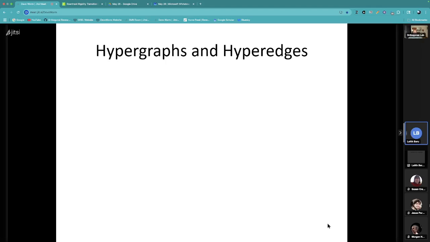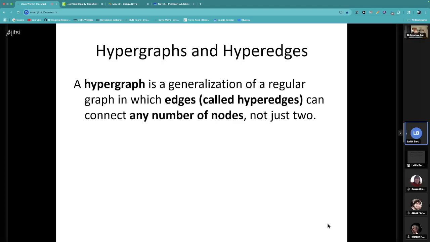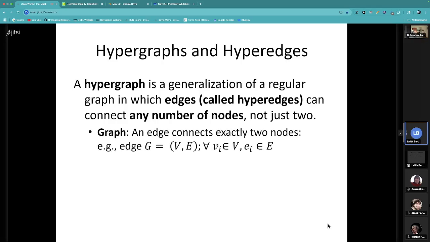So, just to give a basic introduction to hypergraphs: a hypergraph is a generalization of a regular graph, where the edges are hyperedges that do not restrict to a dyadic, one-on-one connection, but can connect any number of nodes, not just 2. Here we see a simple graph where V is the vertex or node, and E is the edge, where v_i are the nodes in a given subset of capital V, and e_i denotes the edges.